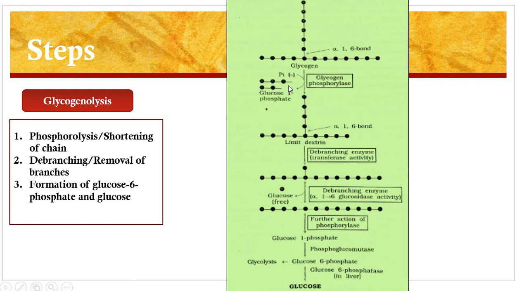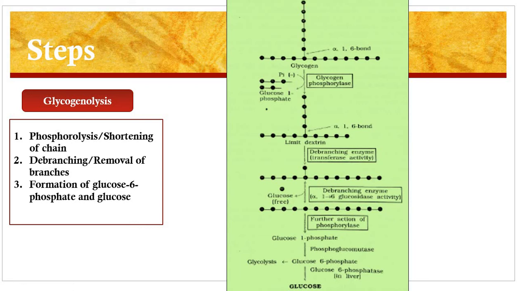and the process continues until 4 glucose residues remain on either side of the branching point. So I am repeating, this is the glycogen molecule, and in this glycogen molecule, the shortening of chain started from the non-reducing end, and it is cleaved by the enzyme glycogen phosphorylase to yield the glucose 1-phosphate, and the process continues until 4 glucose residues remain on either side of the branching.